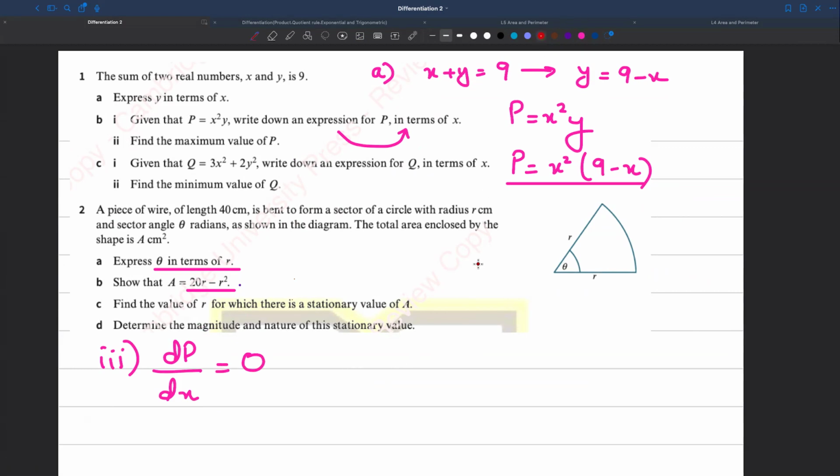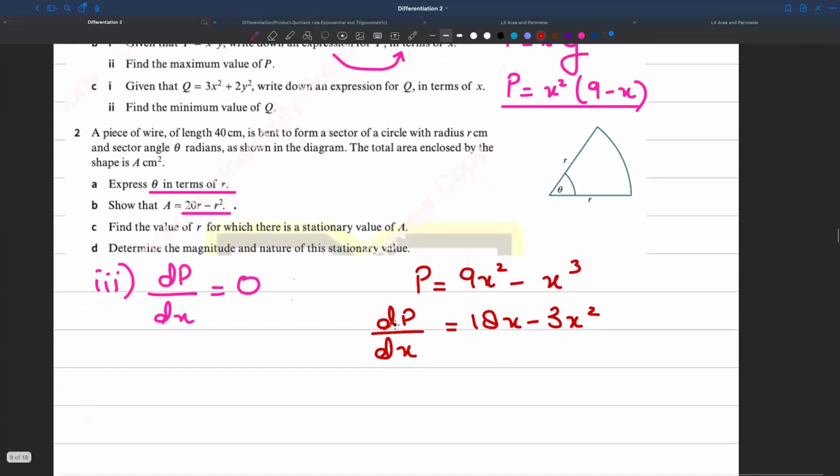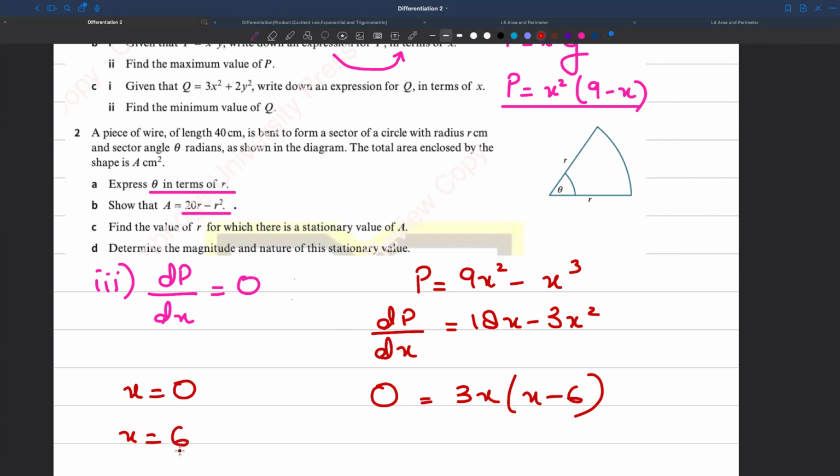So the first thing you will do is find dp by dx. p is 9x squared minus x cubed. dp by dx becomes 18x minus 3x squared. We put this equal to 0 and then solve it. So we'll take 3x common, and this will become 3x times (6 minus x) equals 0 for the maximum value. So one of the values of x will be 0, and the other value of x will be 6, right?